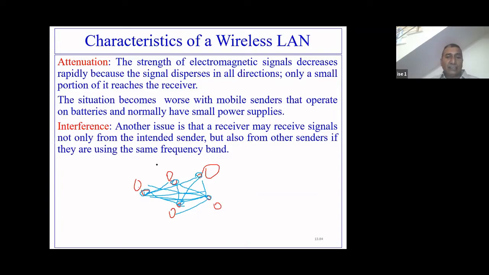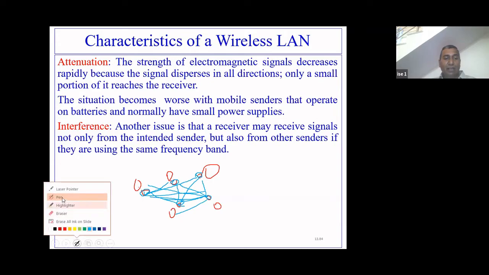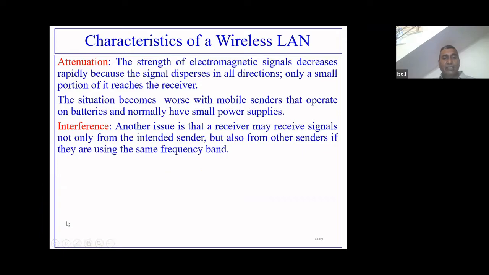And you can see that each station is receiving signals from many other stations besides the intended sender. Now, if they are using the same frequency band, these signals will be colliding, and the signals will become meaningless.